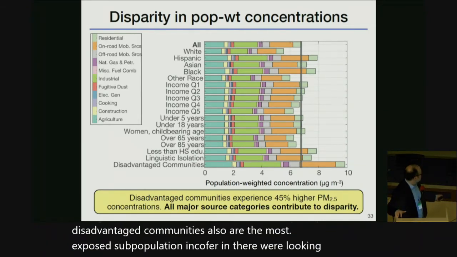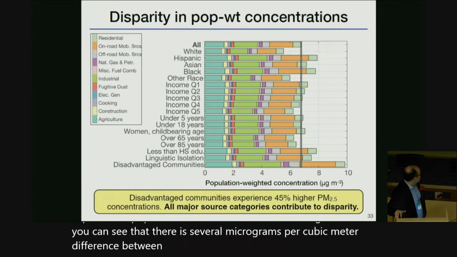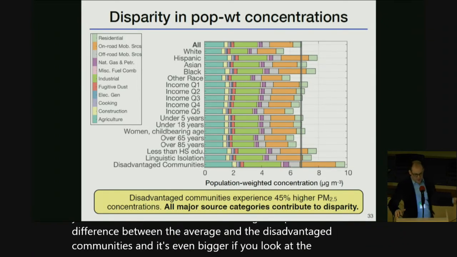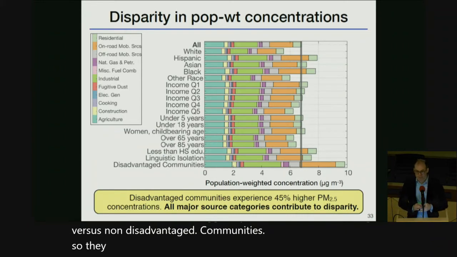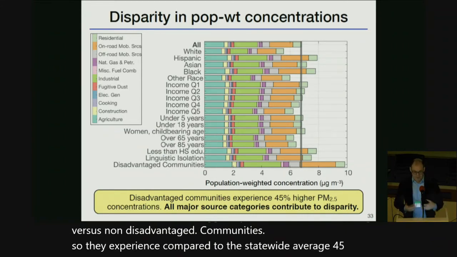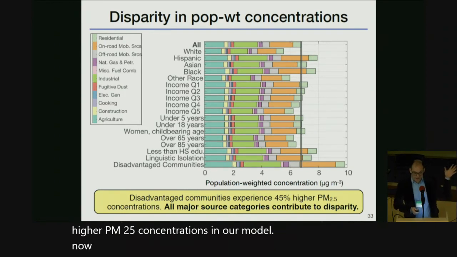And you can see that there's several micrograms per cubic meter difference between the average and the disadvantaged communities. And it's even bigger if you look at the disadvantaged versus non-disadvantaged communities. So they experience, compared to the statewide average, 45% higher PM2.5 concentrations in our model. Now, one of the things you'll see here is that all the major source categories contribute to the disparity.